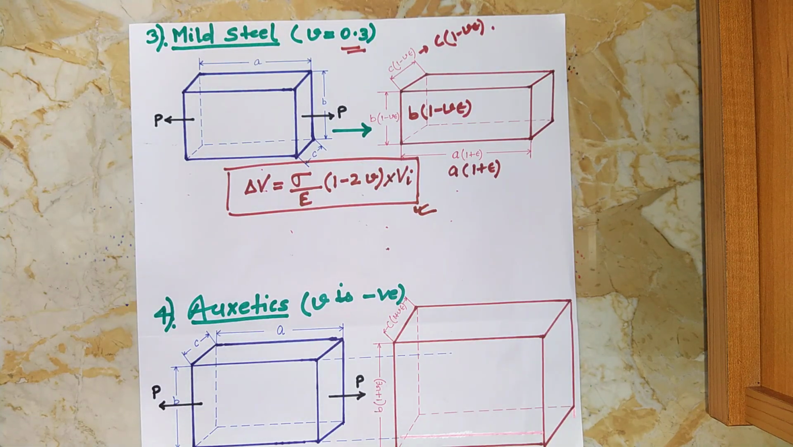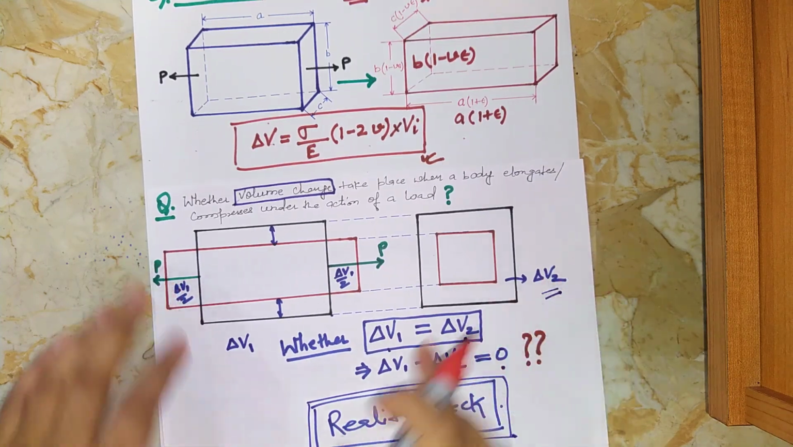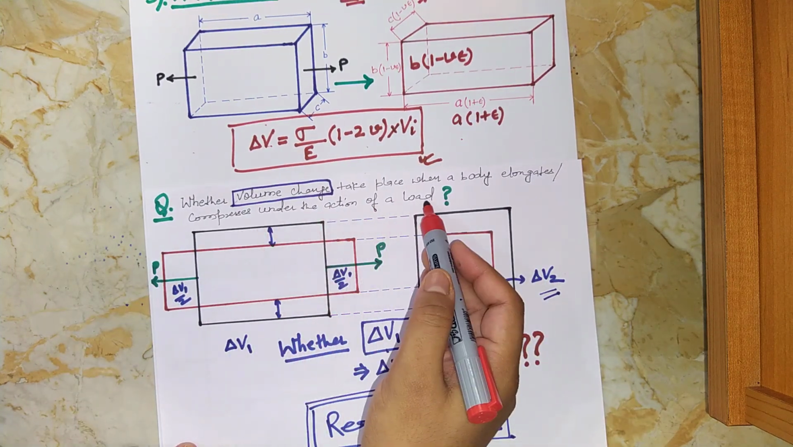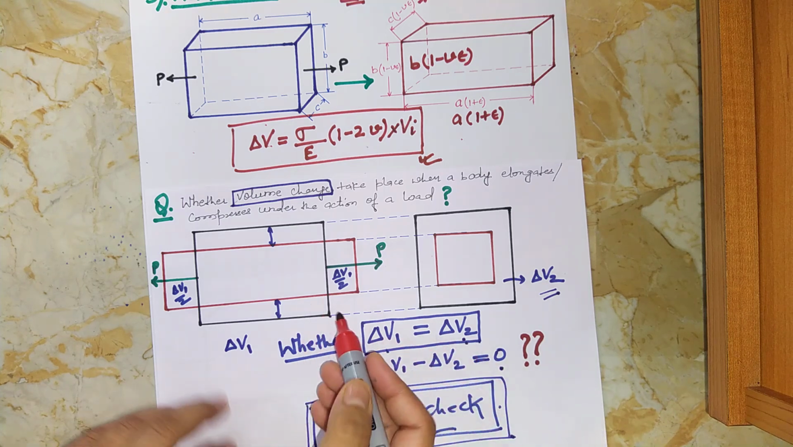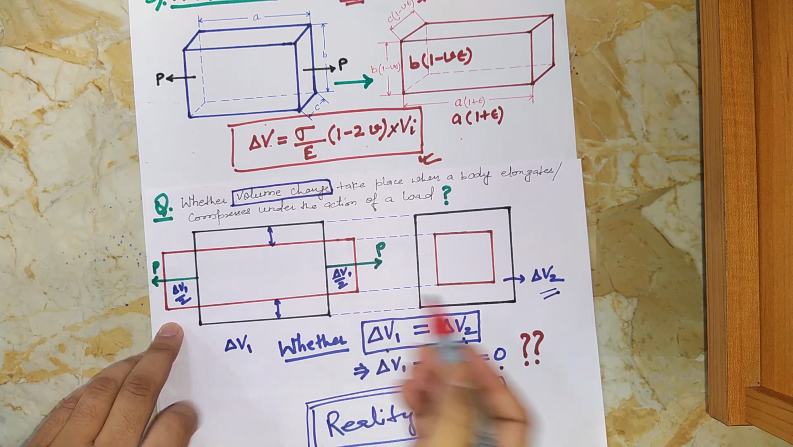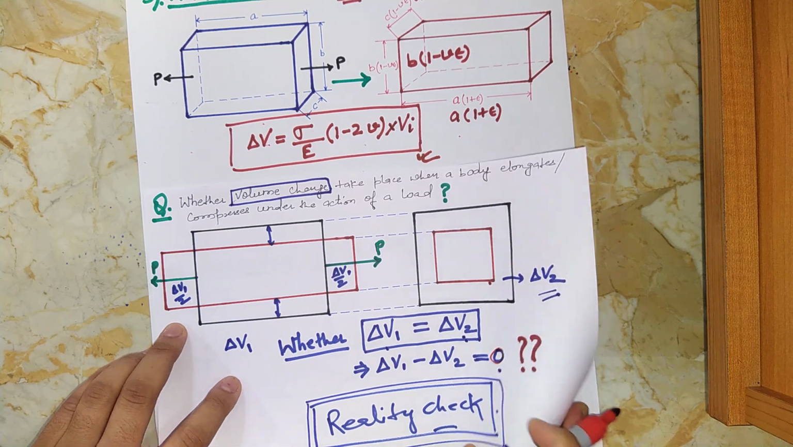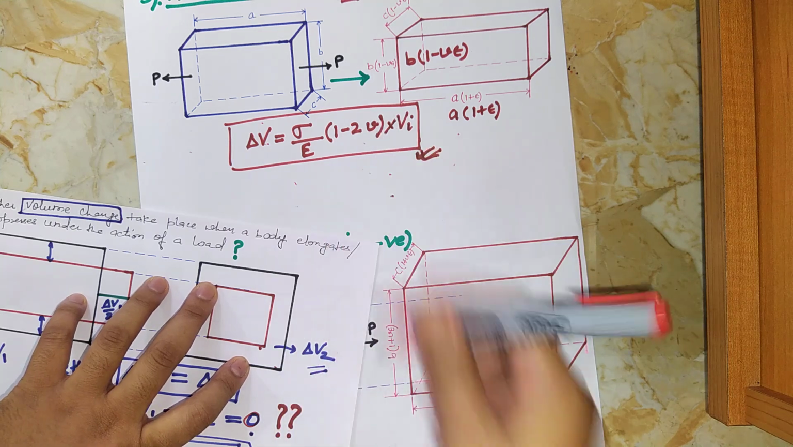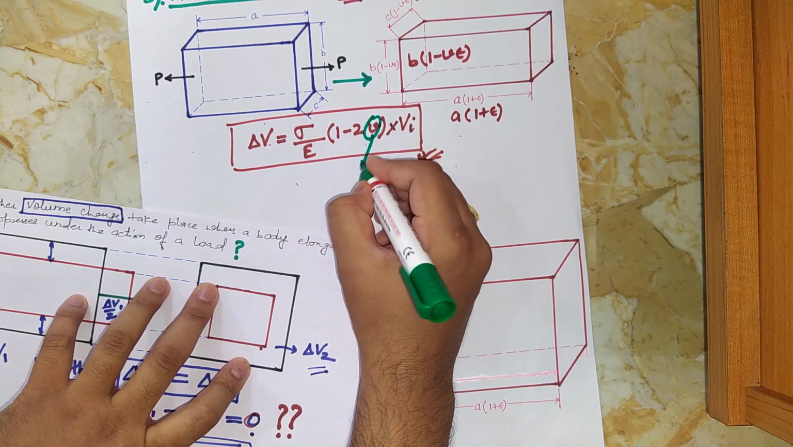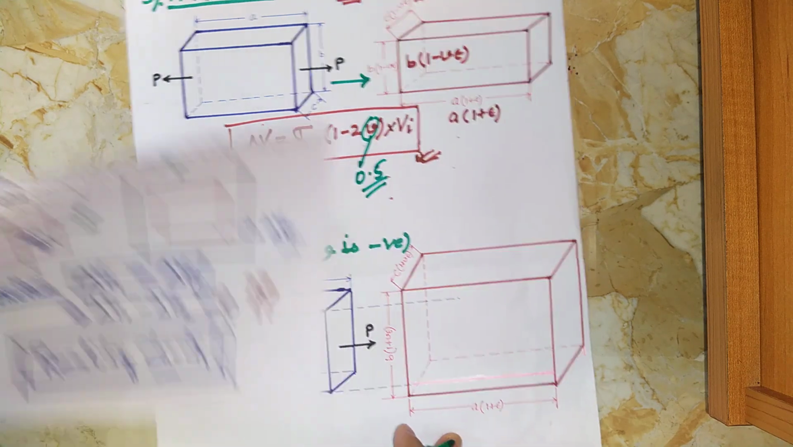So we'll come back to our initial question that we were to study, whether volume change takes place when a body elongates or compresses under the action of a load. I thought that the students have a general confusion that the increase in volume in the axial direction is taken care of by the decrease in volume in the lateral direction, and the net change in volume is 0. So here it is proven that the net change in volume is not 0. It is 0 only when the Poisson's ratio value is 0.5, which is true in case of rubber. In other cases, there is a tangible change in volume seen.